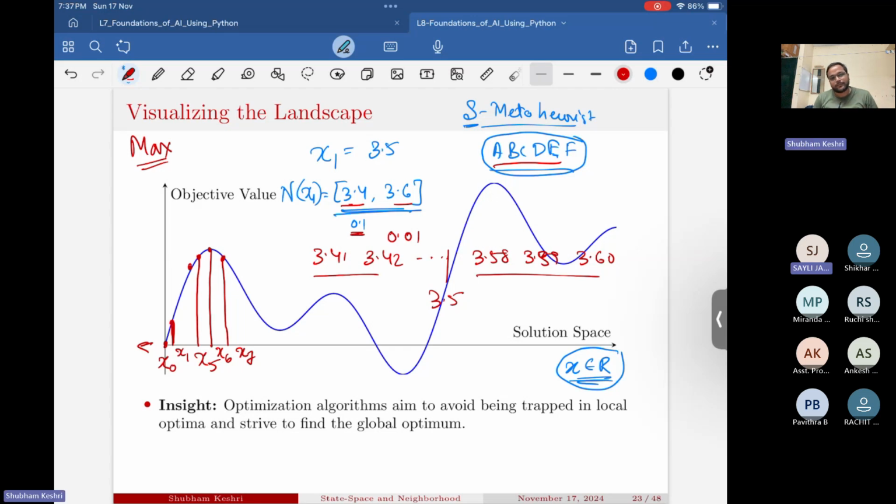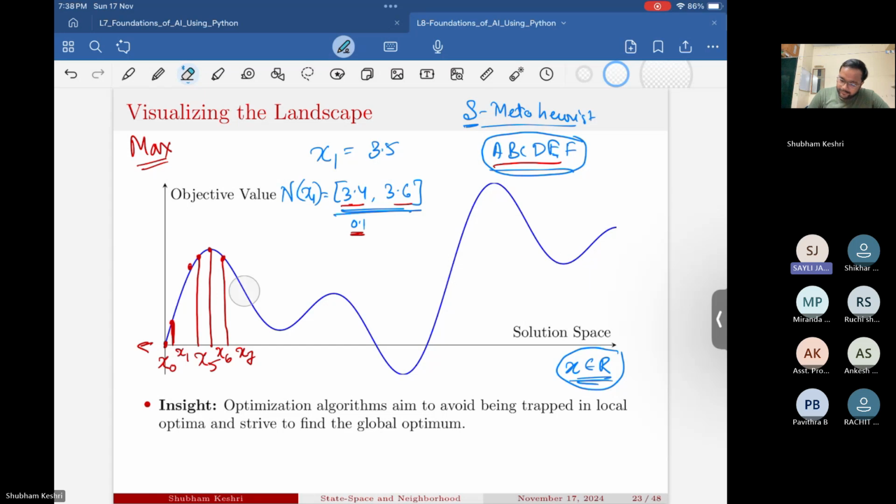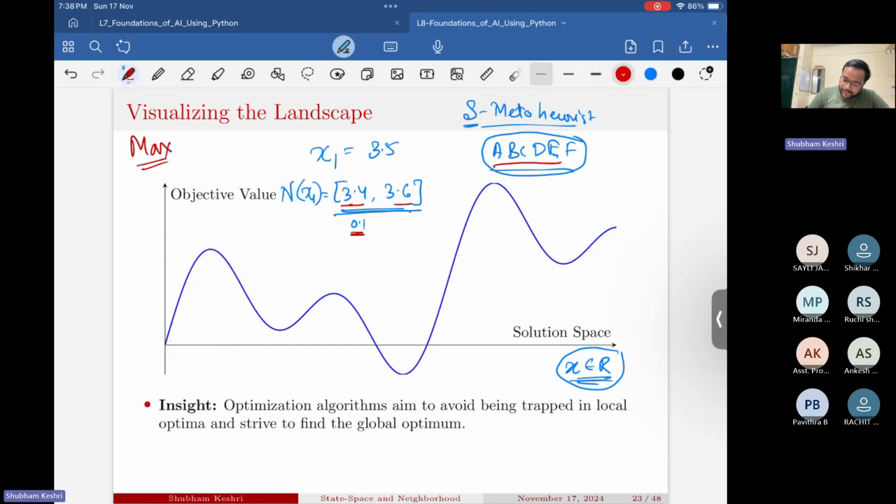Okay, Shubham, for the sake of understanding, let's name the peaks as P1, P2, and P3. Will you please do it? Correct. I am doing it. So this is P1. Yeah, correct. P1, P2, P3, and P4. Okay, P4. Yeah.